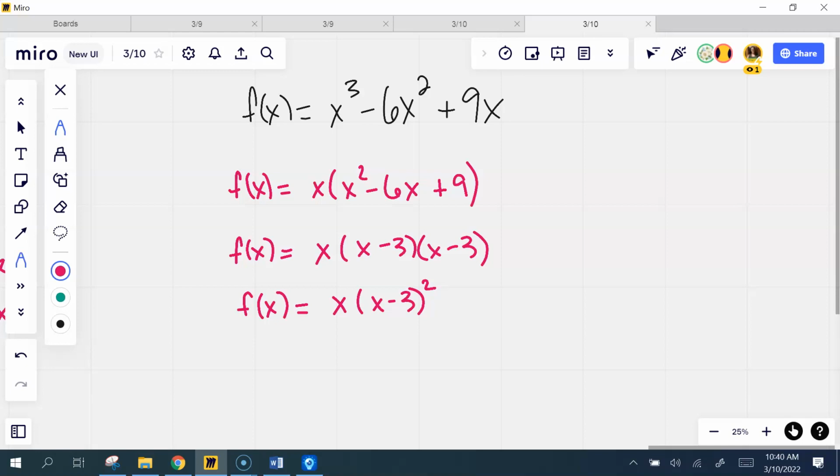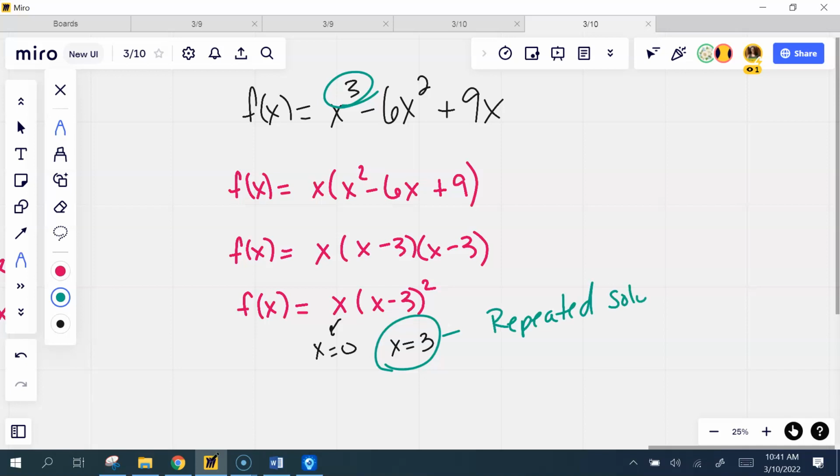If I asked you to find the zeros algebraically here, what would you tell me they are? 3 and, somebody said it, 0, right? But I told you that the degree tells me how many zeros I have, and I only see 2. This is what we call a repeated solution. It's called a repeated solution because, look, it tells me it's in there twice.